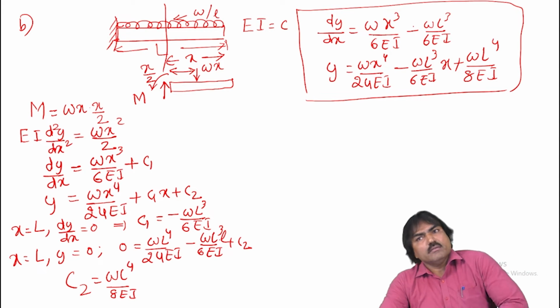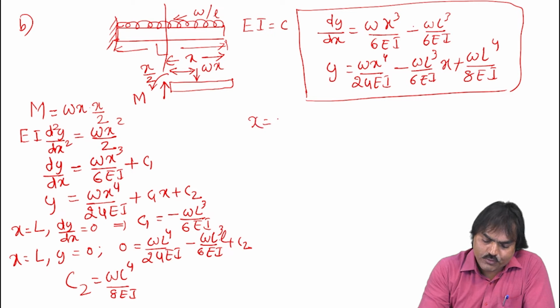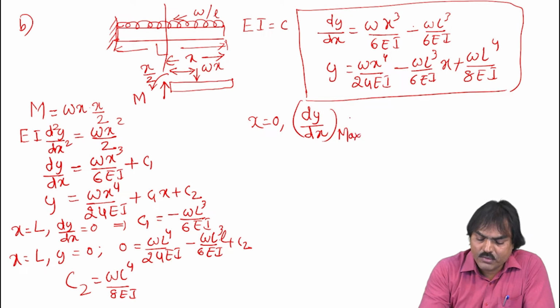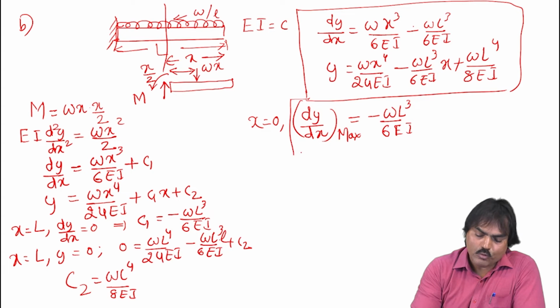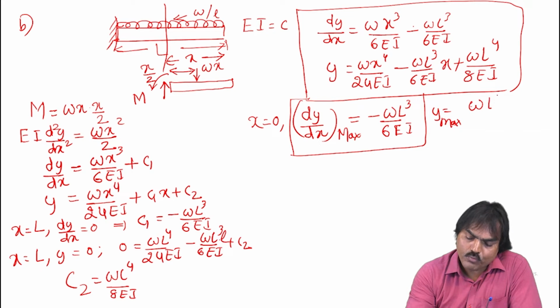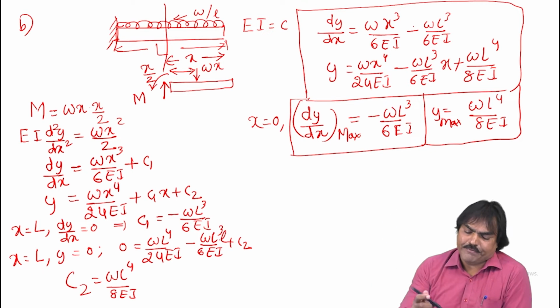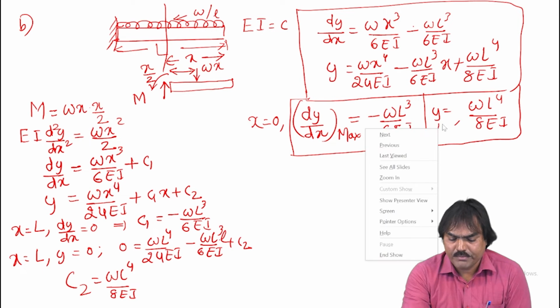We can solve these equations by programming. We can plot the curves, or to find the maximum or minimum values, we can use the boundary conditions. We know when x is equal to 0, the slope will be maximum, dy by dx max, that is given by minus WL cube by 6EI. This is the slope equation. Similarly, in the deflection equation, when x is equal to 0, that is y max, that is given by WL to the power of 4 by 8EI. In the structural applications, mostly we require the maximum values only, because once you take care of the maximum values, the structure will be safe at the minimum values. Okay. This is y max.